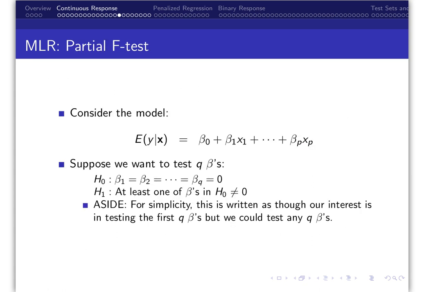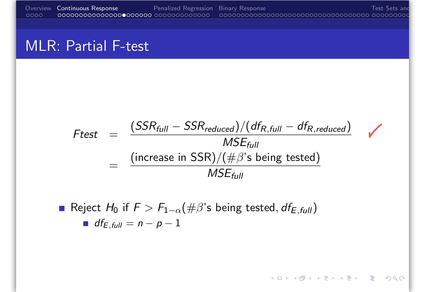A partial F test is used to test whether a group of predictors is collectively associated with a continuous response. The null hypothesis is that all betas are equal to 0, and the alternative hypothesis is that at least one of the betas does not equal 0. This is the equation for calculating the test statistic for the F test.